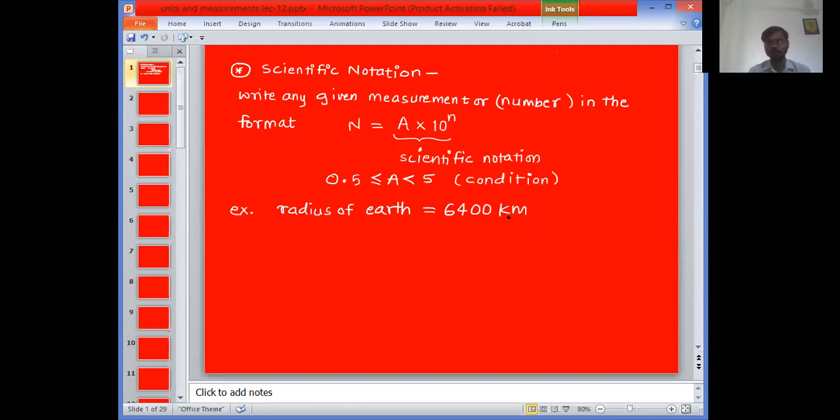Okay sir, then how do we convert this number into scientific notation? This kind of format is called scientific notation. Okay sir, then what I have to do is this. Write the given number as it is, 6400 kilometer. Try to write it properly. 6400 as it is, kilometer. Kilo means 10 raised to 3. Meter as it is.